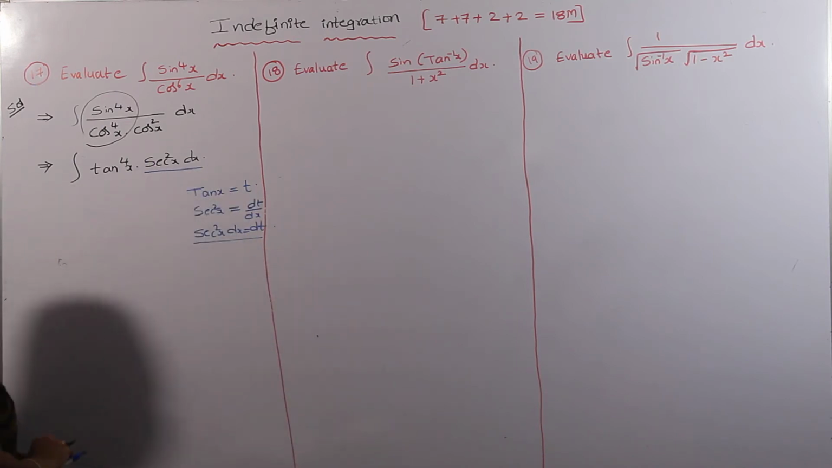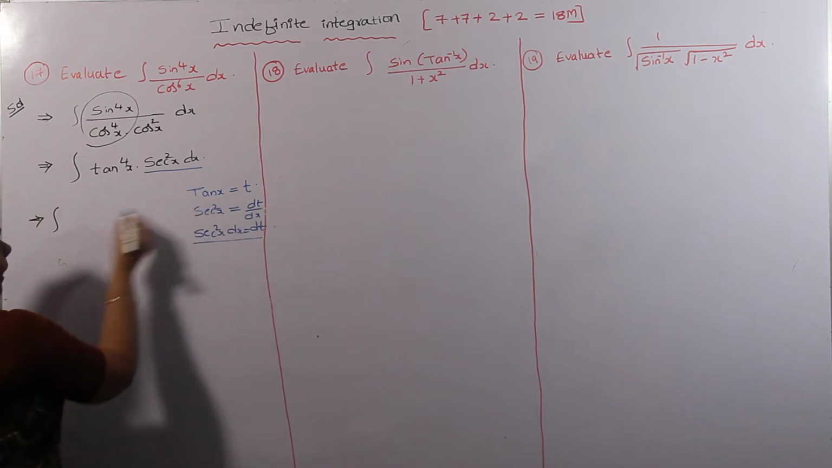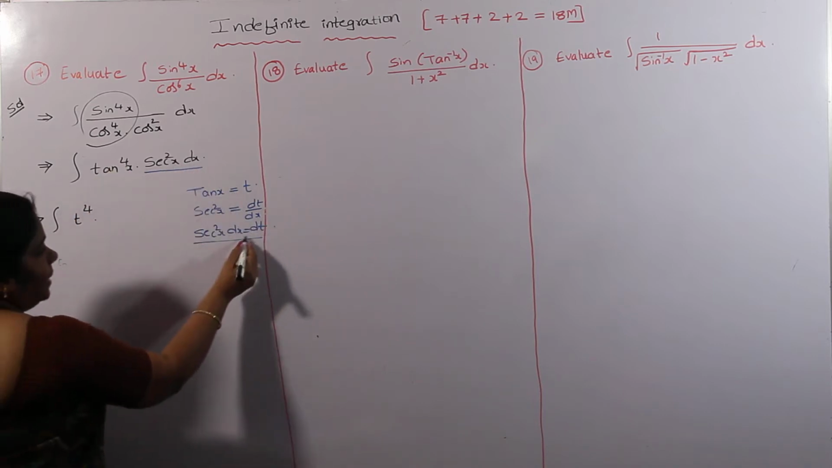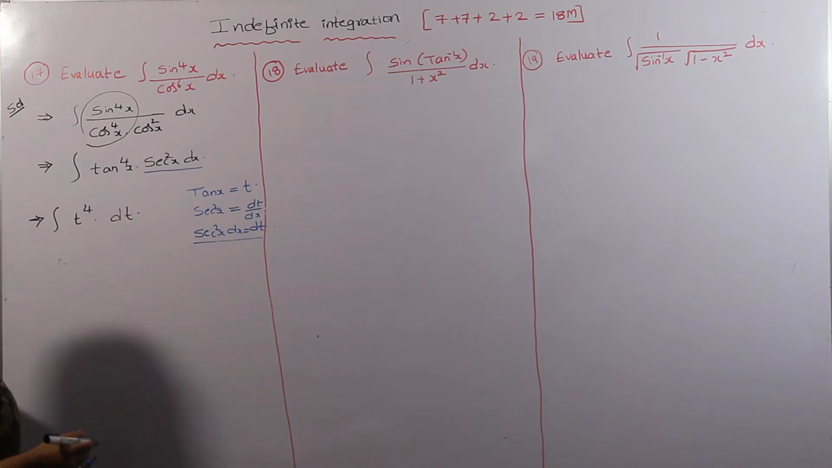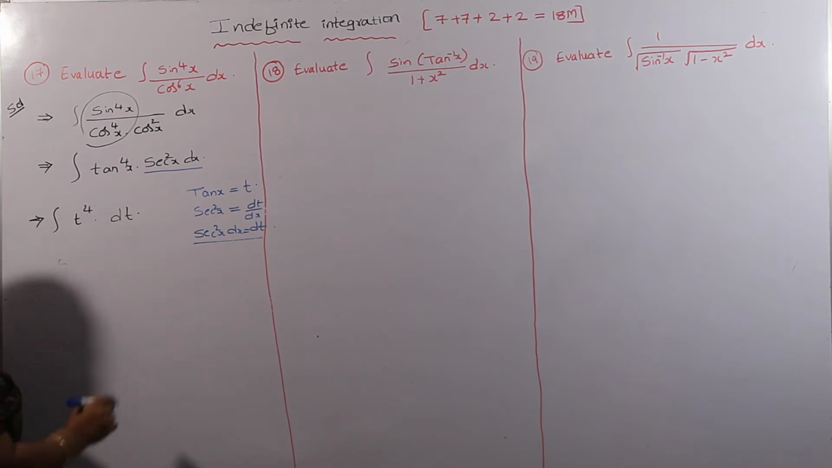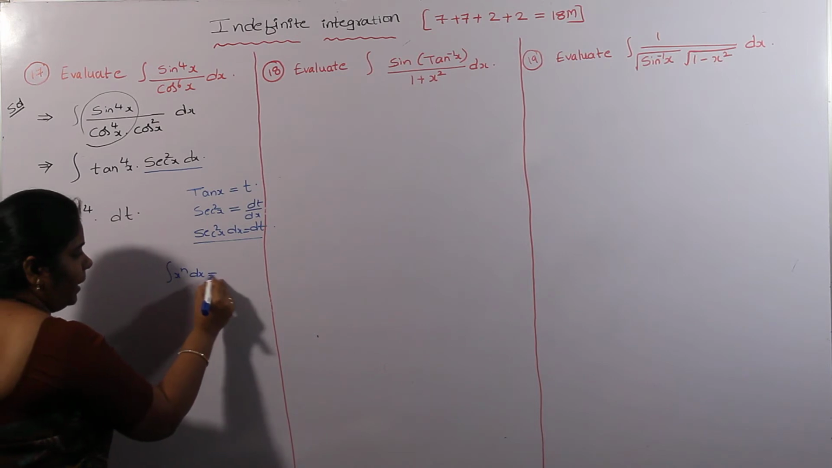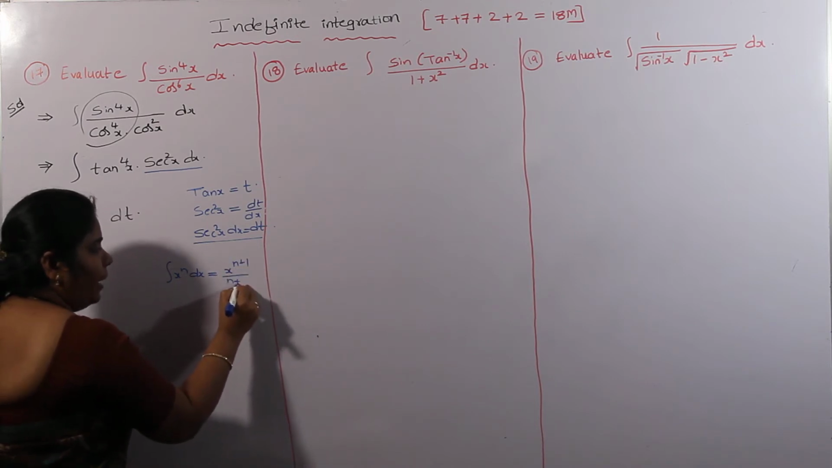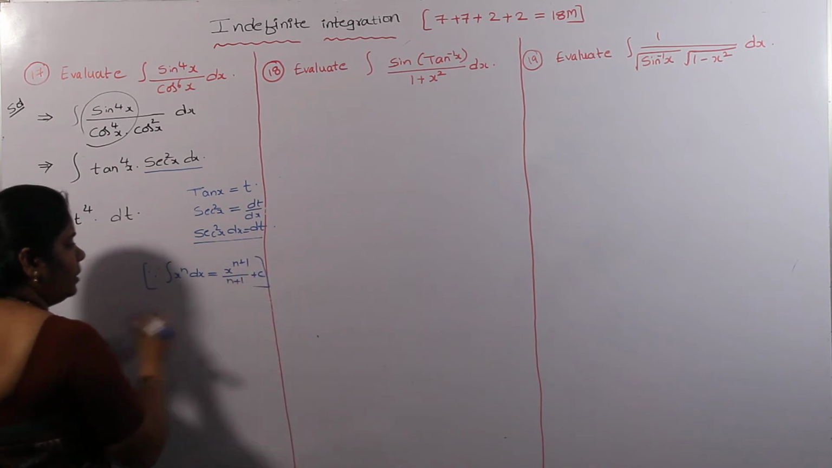Substitute in this problem. Now it becomes the integral of t^4 into sec^2 x dx, which is dt. Now this is in the form of the integral of x^n dx. The formula is the integral of x^n dx equals x^(n+1) by (n+1) plus c. In this problem we are applying this formula.